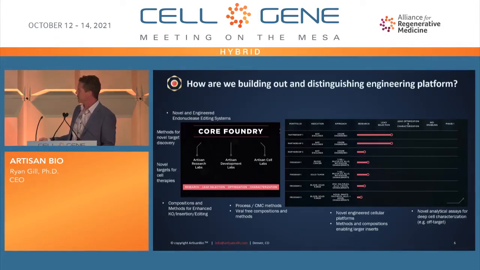Process and CMC methods. Everything we do is viral-free. So our insertion as well as our knockouts are all virus-free. We use CRISPR-based RNP methods to edit our cells. And then as we start thinking about our own portfolio, we'll continue to build out the platform and then protect what we come up with.